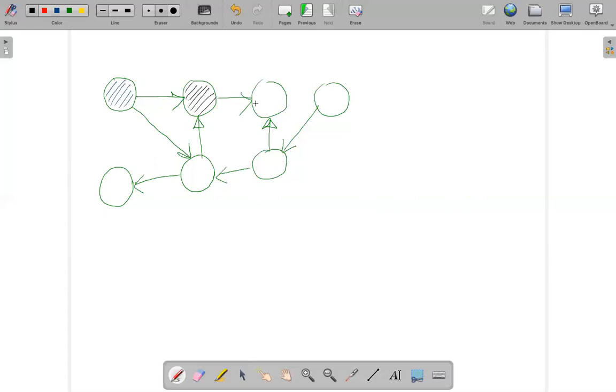Now V has also become black. Along with W, V has also become black because there is no other white node left to be explored from V anymore. And we now also have the finish time of V. Okay, so in this way the exploration continues.